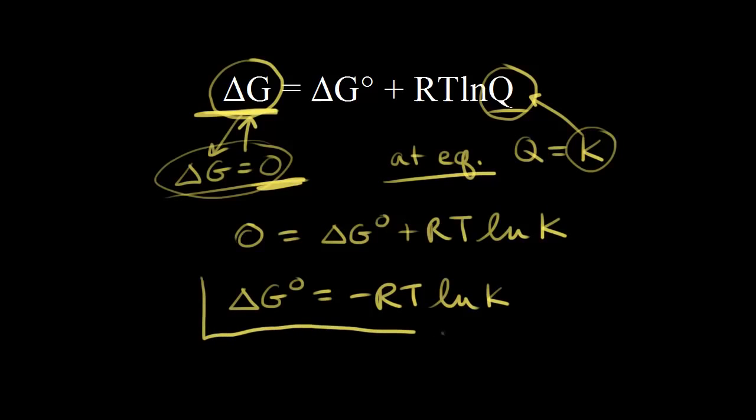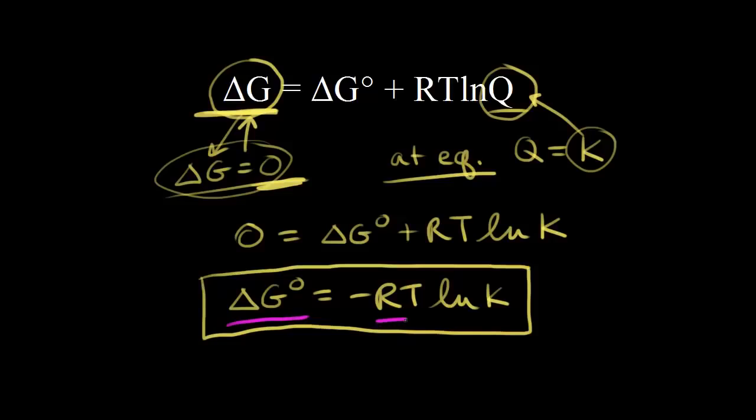So we have another very important equation to think about. Delta G0 is the standard change in free energy, or the change in free energy under standard conditions. R is the gas constant, T is the temperature in Kelvin, and K is our equilibrium constant. So if you're using this equation, you're at equilibrium. Delta G is equal to 0.